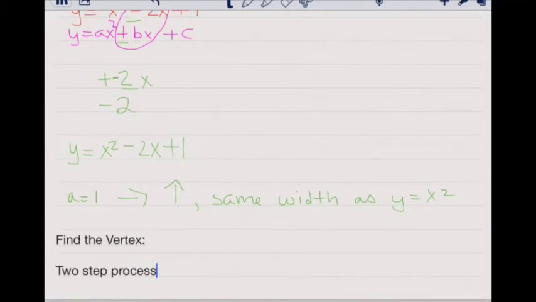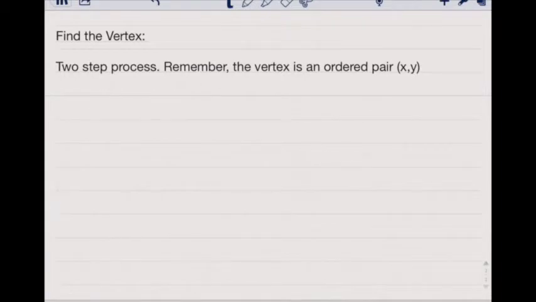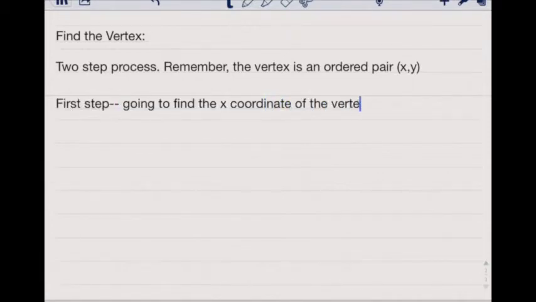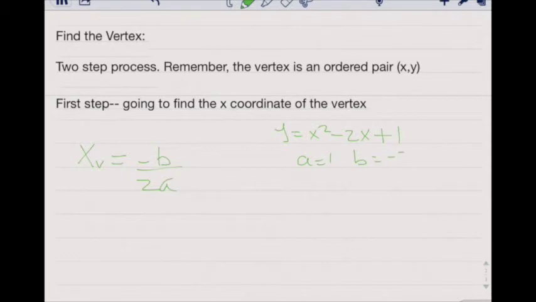To find the vertex is a two-step process. Remember, the vertex is an ordered pair, an xy pair. In our first step, we're going to find the x-coordinate, and how we do this is with a particular equation. The x-coordinate of the vertex, that's what that little v tells us, is equal to the opposite of b over 2a. Our problem has a equal to 1 and b equal to -2. So I'm just going to plug these numbers in for a and b, and I get the opposite of -2 over 2 times 1. I can simplify this to just 2 over 2, which equals 1.